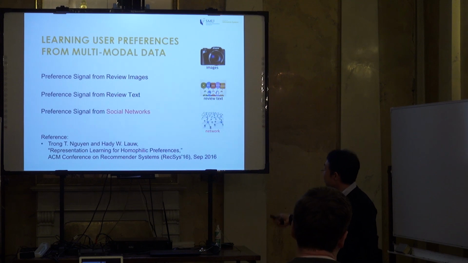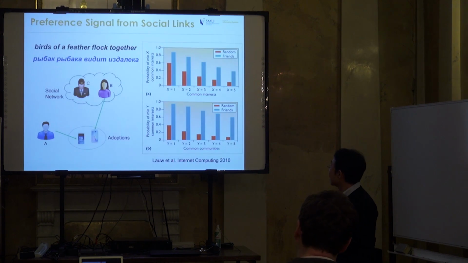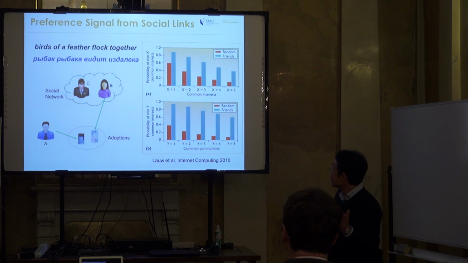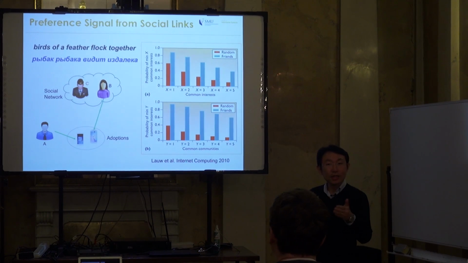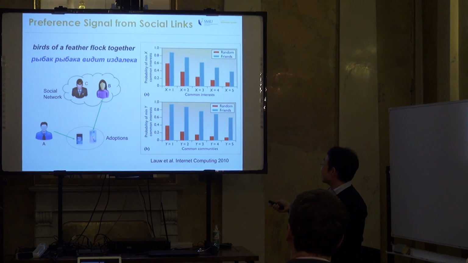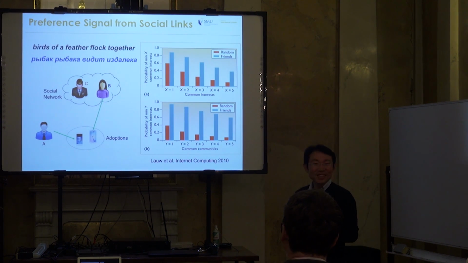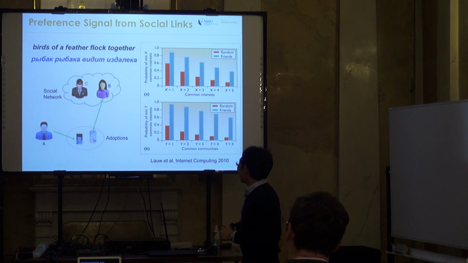Now, but specifically for social networks, the basic principle is the following. There is an English saying, right? Birds of a feather flock together. So things that are similar tend to be found together. Now, this is supposedly the Russian equivalent, right? The fishermen see other fishermen from afar.